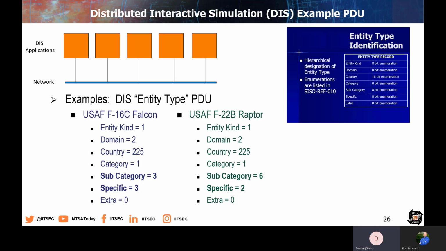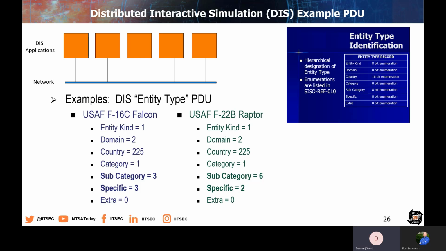Here's an example of the DIS PDU that I was describing earlier, a specific example. So you'll notice here on the left in the blue, it says there's a U.S. Air Force F-16C Falcon, and that's identified specifically by the enumerations of 1, 2, 225 for country, 1 for category, 3 for subcategory, etc. So when you send those numeric patterns across the network, you are identifying a U.S. Air Force F-16C Falcon.